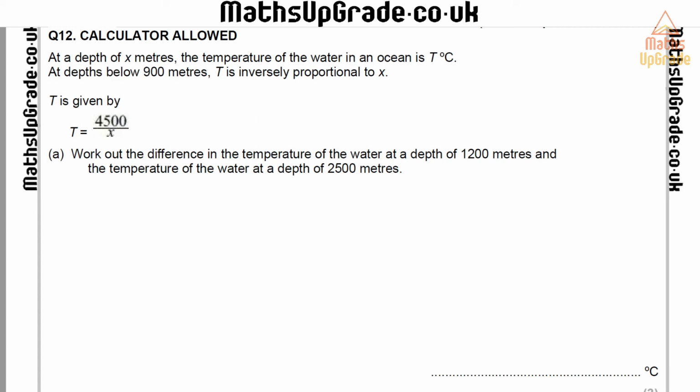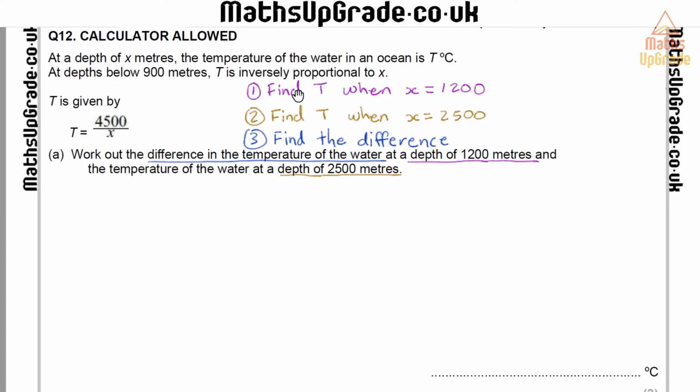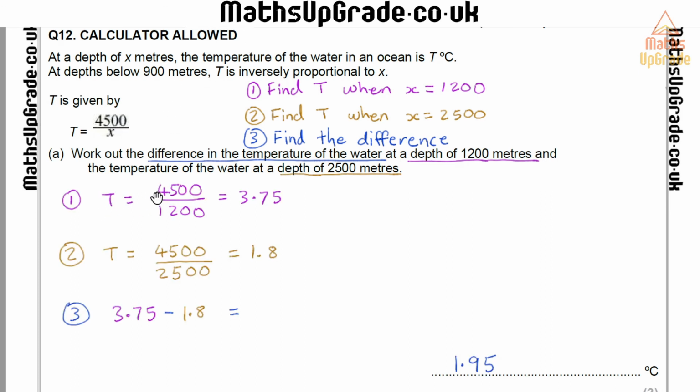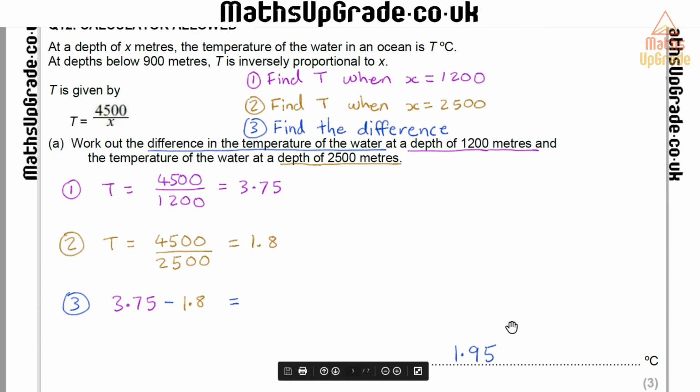So quite simply here, it's just a matter of substituting the values in, since I'm already given that constant. So I'm going to substitute the values of 1200 and 2500 for x, find the values of t, and just subtract to find the difference. So first x is 1200, so 4500 divided by 1200 gives me 3.75. Then x is 2500, so dividing gives me 1.8. Subtracting gives me 1.95 degrees Celsius. So that's 3 marks for that question.